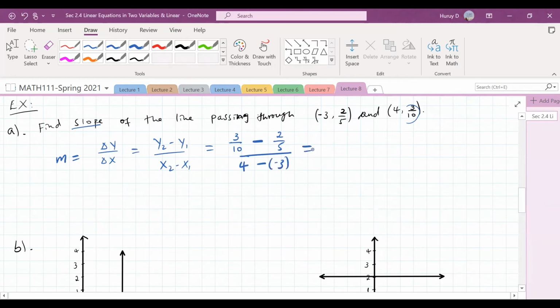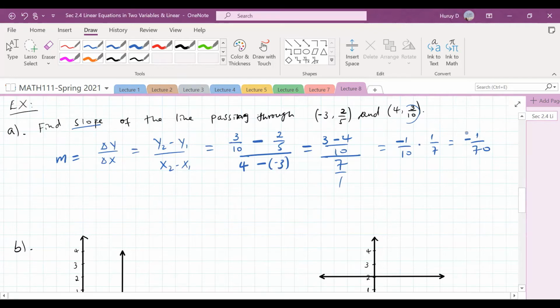X1 is -3. Now we simplify this and we get 3 minus 4 over 10 over 7. This is -1 over 10. You have to remember how to perform this. So you take the reciprocal of this one and multiply it by this. So this becomes 1 over 7, and this becomes -1 over 70.